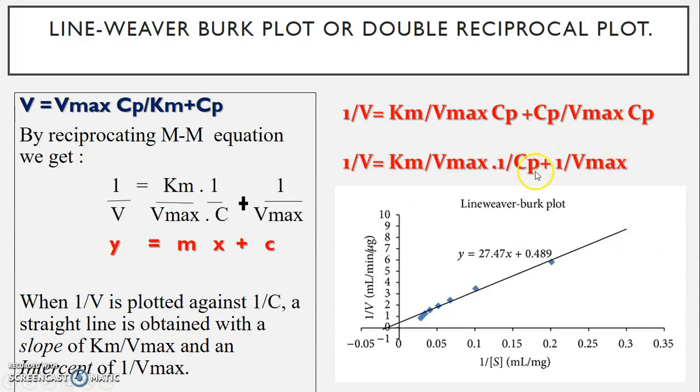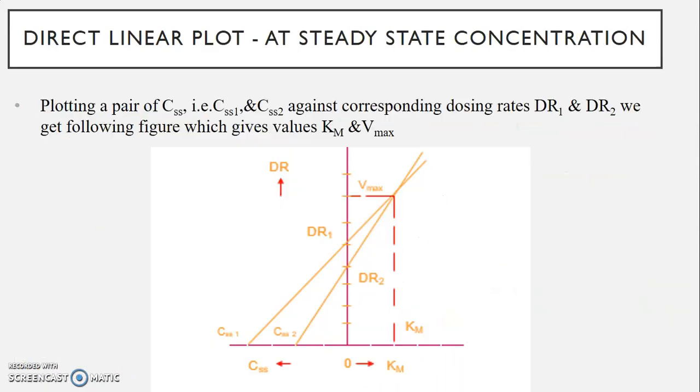So now this equation is similar to 1 by v equals Km by Vmax times 1 by C, plus 1 by Vmax. This equation is a straight line equation, y is equal to mx plus c. So when we plot this y value against x value, we will get the slope m, that is Km by Vmax, and the y intercept c, 1 by Vmax. So we can find out the Km and Vmax values. The plot will be like this.